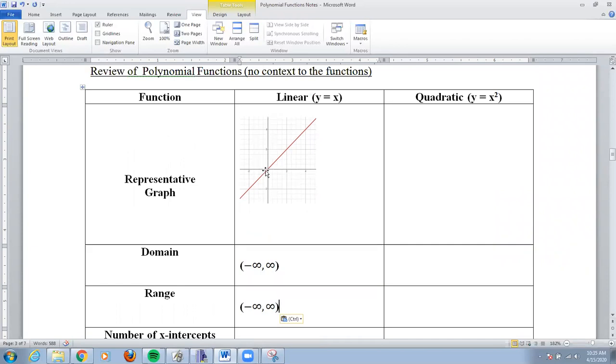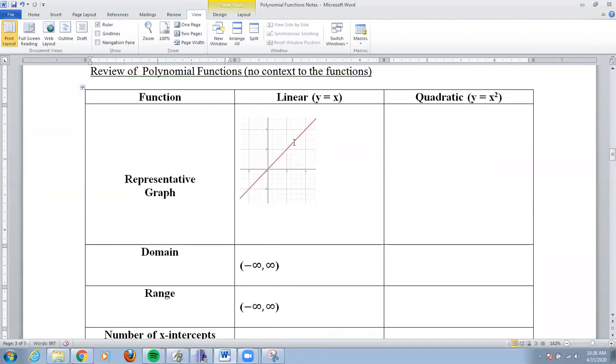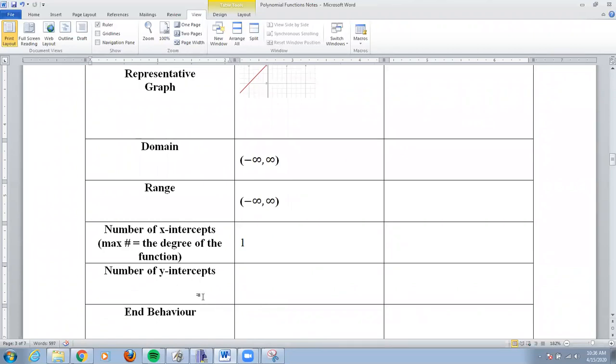How many x-intercepts would there ever be? Well, in this case, there's only one. Very important to note that the number of x-intercepts equals the degree of the function. And I should say the maximum number of x-intercepts would be the degree of the function. So at any time, you can only ever have, for a linear function, one x-intercept.